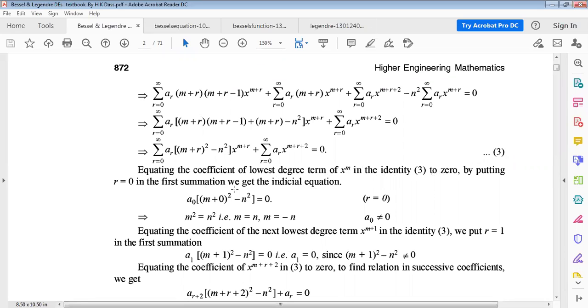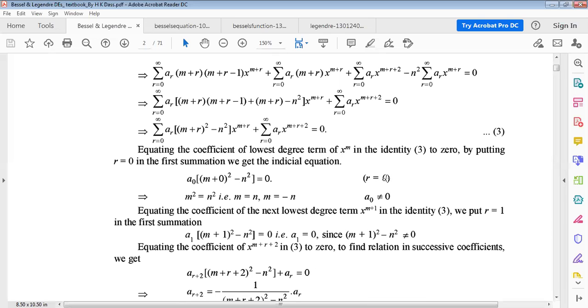Actually, putting r equals 0, we get m² minus n², x to the power m. So we equate the coefficient of x to the power m. Just as we have taken the coefficient of x to the power m. Understand everybody? For r equals 0 also. So this will give m² equals n², because n is not equal to 0. So m equals n and m equals minus n. There are two values of m.